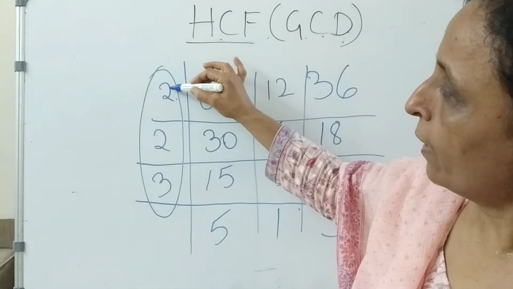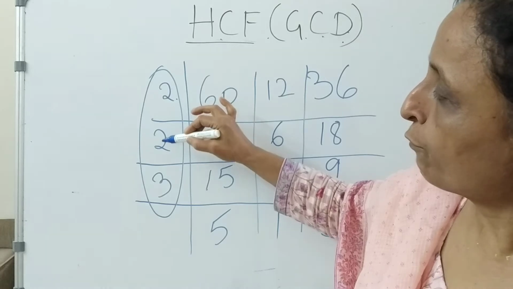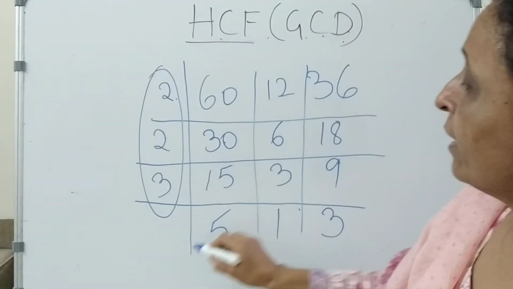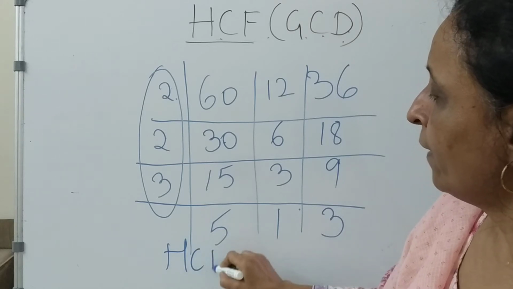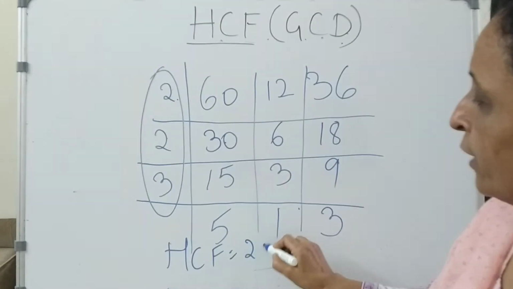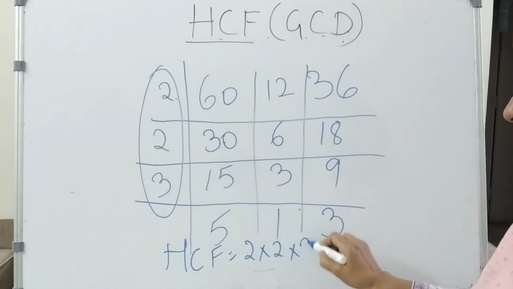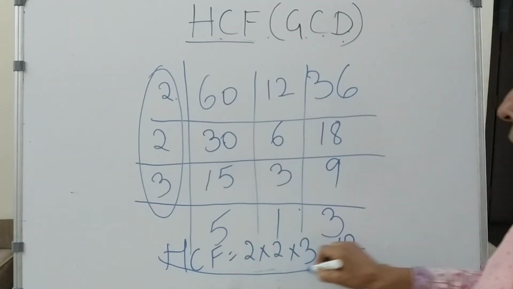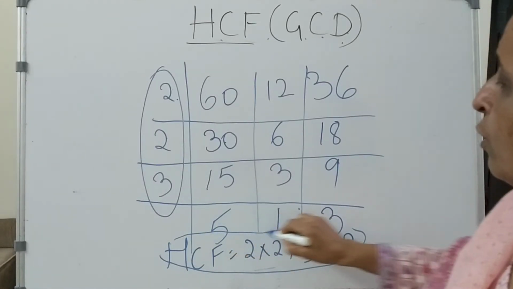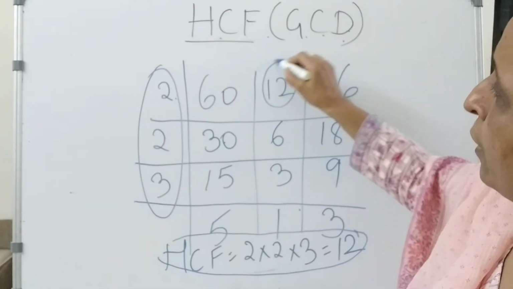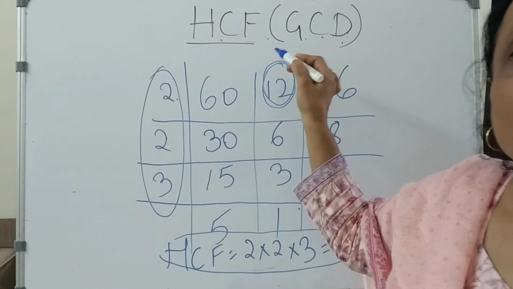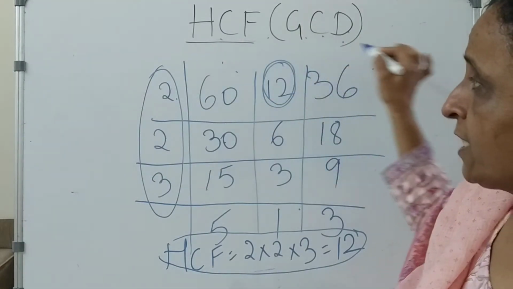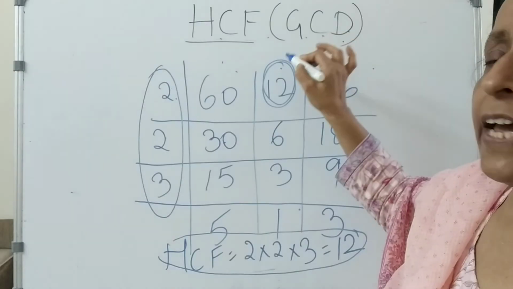So now you multiply this, 2 2s are 4, 4 3s are 12. So now HCF is how much? 12. HCF is 2 into 2 into 3, that is 12. Now you will see that this 12 is also a common number. So whenever the smallest number can divide the other two big numbers, then that becomes the HCF.